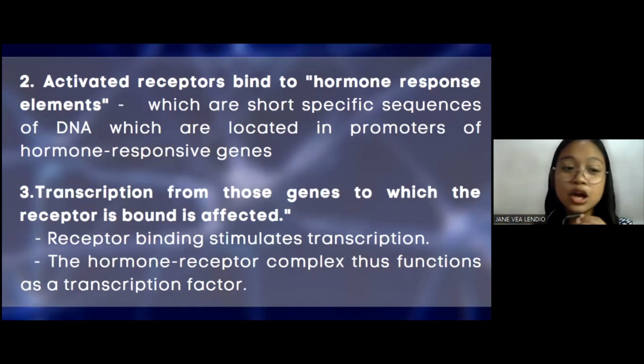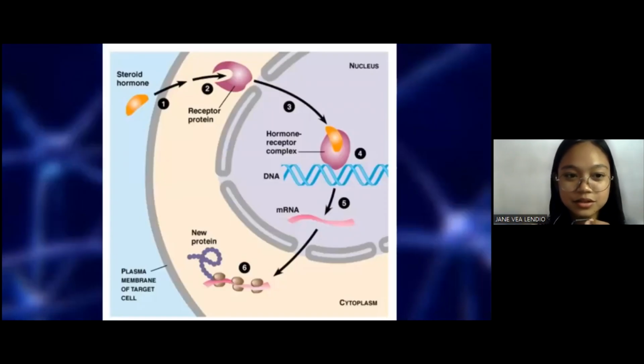bound is affected. So kapag yung activated receptor natin ay nag-bind na siya sa hormone response elements, doon na yun mangyayari yung kung ano ba yung mga changes doon sa cell. So, yun. The receptor binding stimulates transcription, and this hormone receptor complex function as a transcription factor. So, ibig sabihin, kapag nagdikit na yung hormone response sa DNA, may mga changes na mangyayari. Like, next slide please.